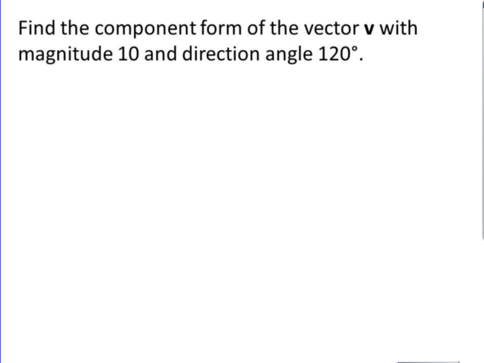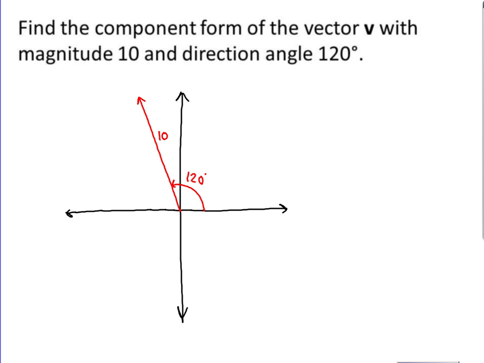We need to find the component form of the vector v with magnitude of 10 and a direction angle of 120 degrees. So if we draw our vector on a coordinate plane, 120 degrees is 30 degrees past 90, but we need to break this into the different components. We have the x component, how far out it goes, and we have the y component, how high it goes to get to that point.